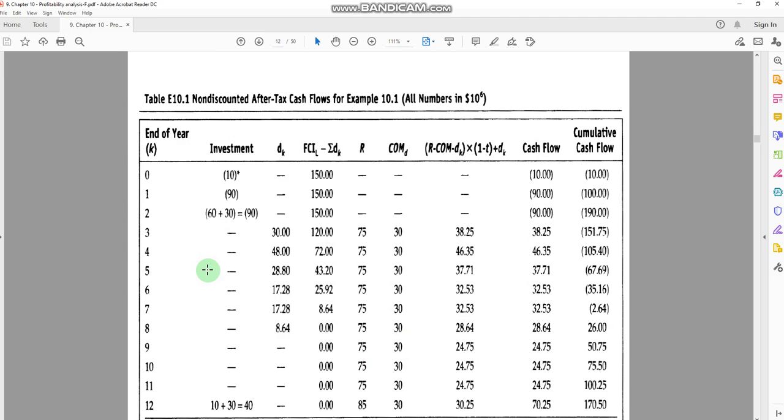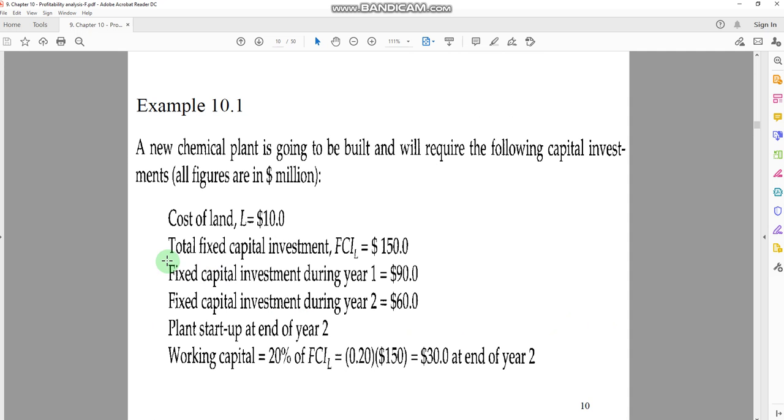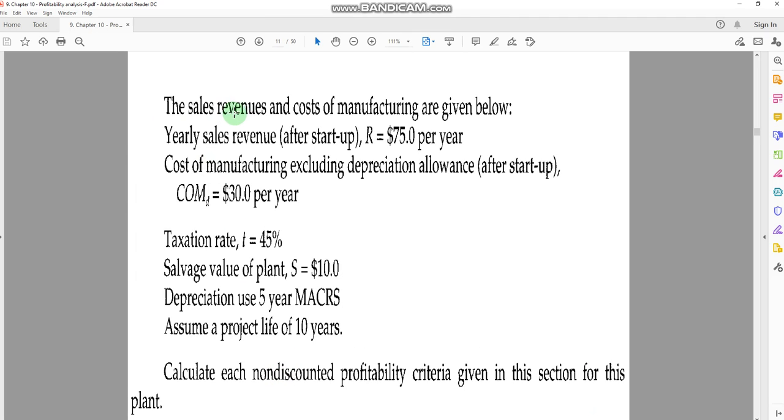So let's see this one also. We have the working capital here, then the sales revenues and the cost of manufacturing are given below. The yearly sales are given as $75 million. Cost of manufacturing, excluding depreciation allowance after startup, is $30 million. Taxation rate is 45%. Salvage value is $10 million.